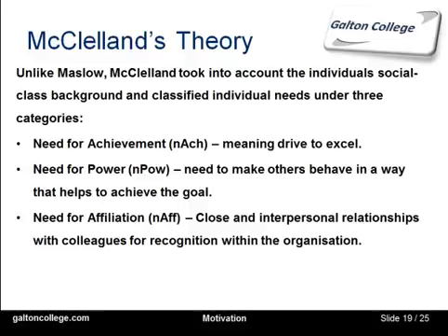And affiliation. You've got to have close and interpersonal relationships with colleagues for recognition within the organisation. I suppose it's not worth having power unless it's recognised. So it's having recognition from colleagues. That's important. So there are 3 of them, which are abbreviated, as I've indicated on the slide: NARC, NPOW, and NAF. The need for achievement, the need for power, and the need for affiliation.